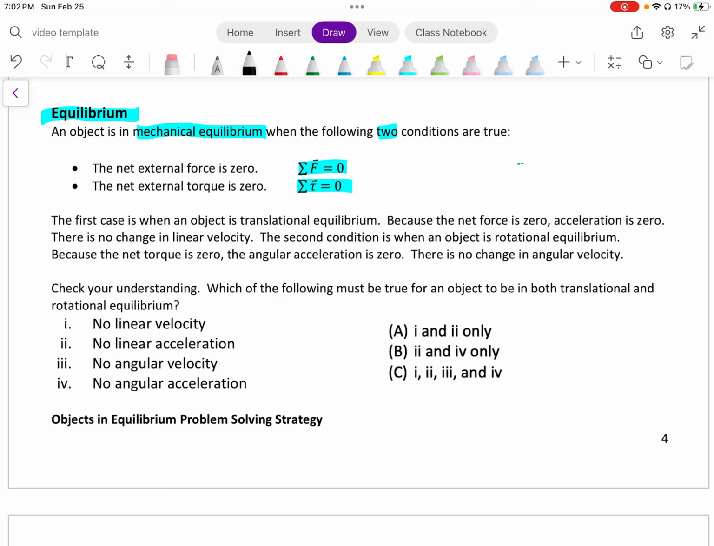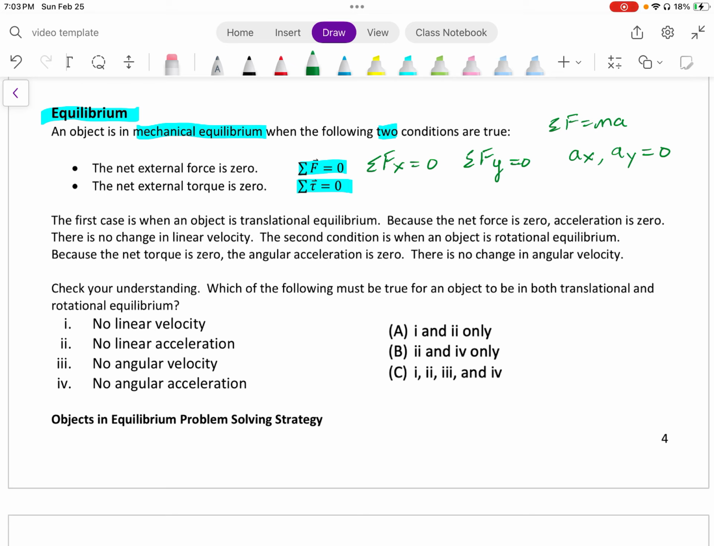Let's think about what those statements mean. The sum of all the forces in the x direction will equal zero. The sum of all the forces in the y direction will equal zero. And since the sum of the forces equals mass times acceleration, that means acceleration in the x and acceleration in the y is equal to zero. Since the net force is zero in the x direction, acceleration is zero in the x direction. Since the net force is zero in the y direction, then acceleration is zero in the y direction.